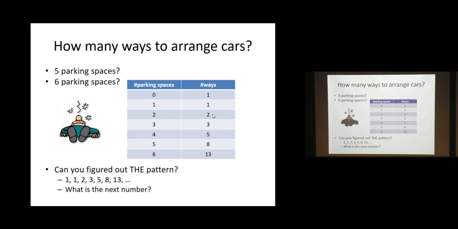How do you get 2 here? 1 plus 1 is 2. How do you get 8 here? 3 plus 5 is 8. How do you get 13 here? 5 plus 8 is 13. Make sense?